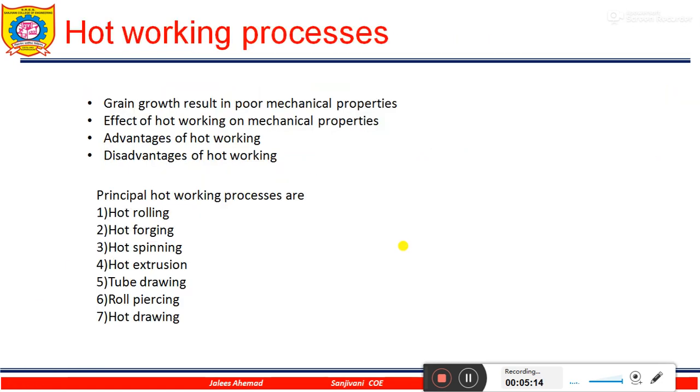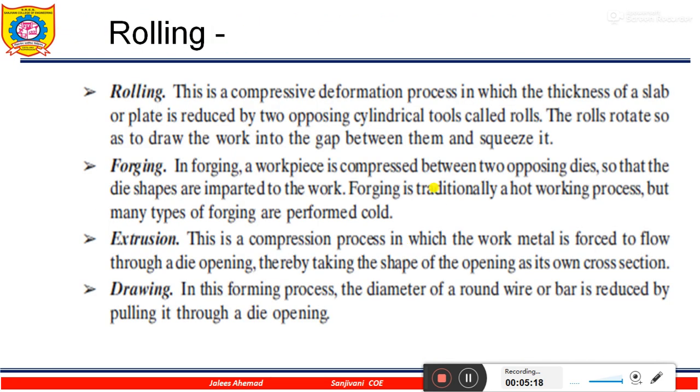Now what is meant by rolling? Rolling is the compressive deformation process in which the thickness of the slab or plate is reduced by two opposing cylindrical tools called rolls. The rolls rotate so as to draw the work into the gap between them and squeeze it.